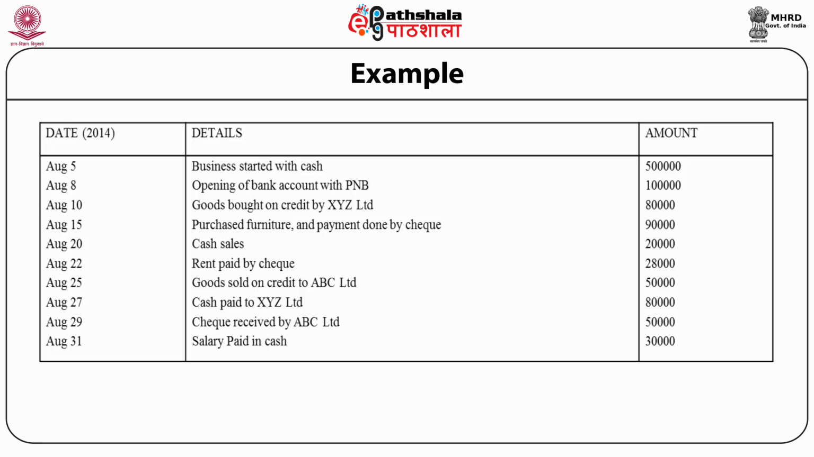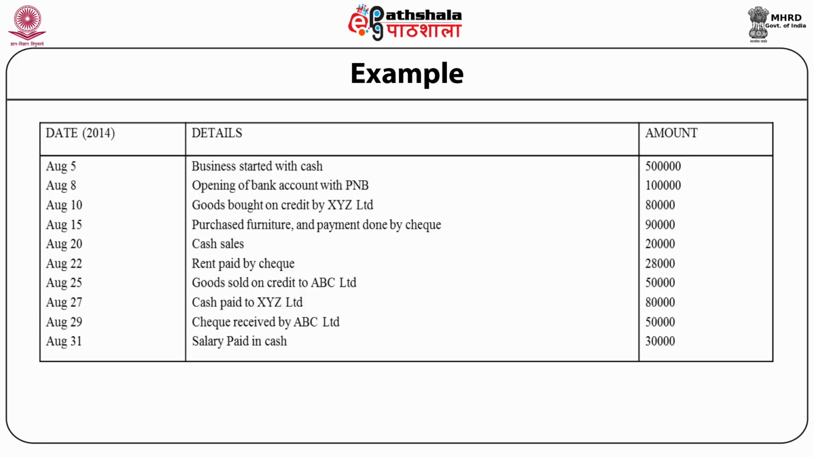First, recording the transactions in a journal. Journal. Date column, August 5. In particular column, cash account debit rupees 5 lakhs to capital account rupees 5 lakhs. In summary, we'll write business started with cash. August 8, bank account debit rupees 1 lakh to cash account rupees 1 lakh. Summary: opening a bank account.